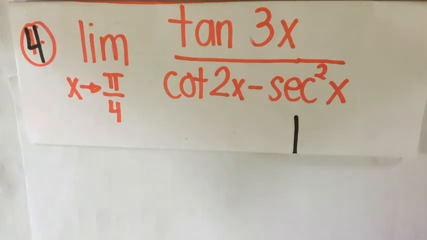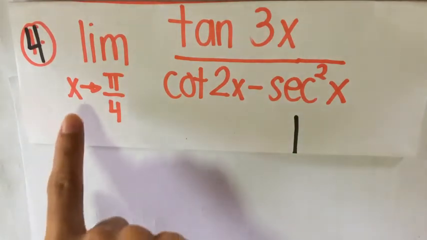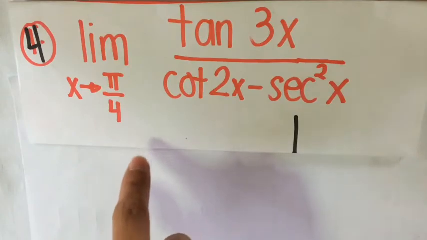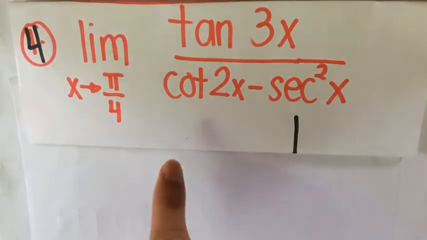Still the limit of a trigonometric function. My example number 4 is the limit of tan 3x all over cotangent 2x minus secant squared x as x approaches pi over 4. In this example, we are using the quotient rule. Before we solve that one, same thing: you have to substitute where your x approaches, and my x approaches pi over 4.